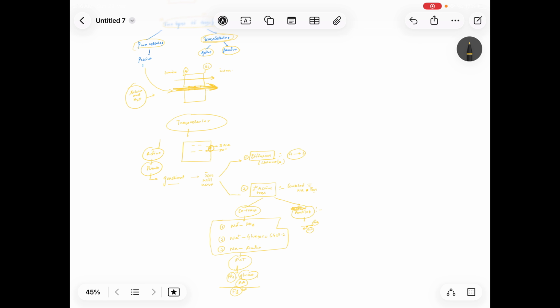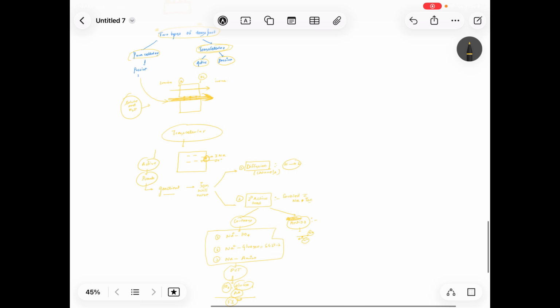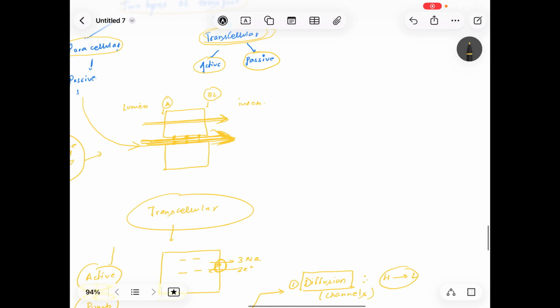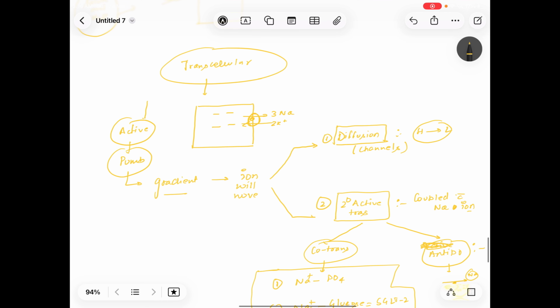So summarizing these two things, first one is the paracellular pathway. The paracellular pathway is a passive process. Majority of the solute and water moves through this. This occurs between the two cells, between the tight junction. And the second one is the transcellular pathway. The transcellular pathway is across the cell. This can be active or passive.